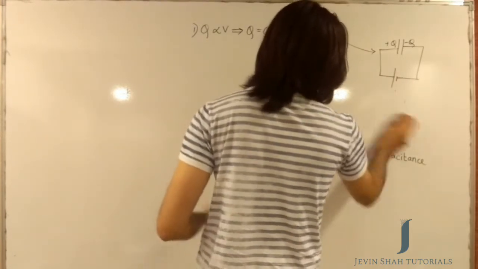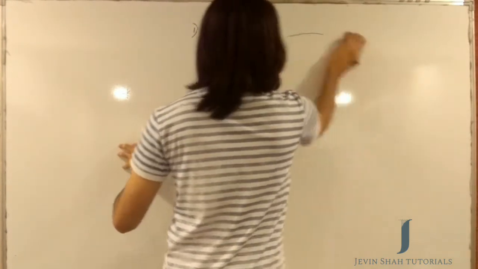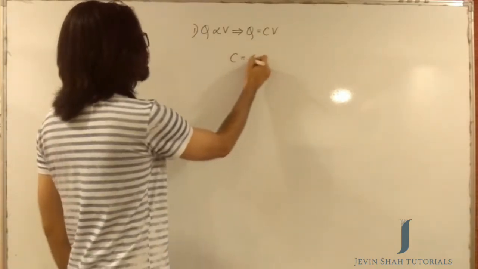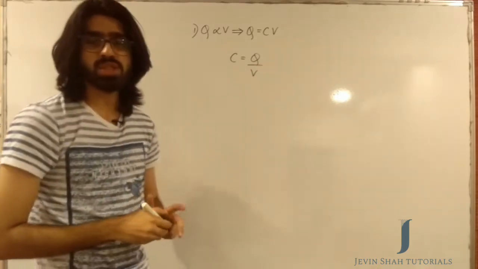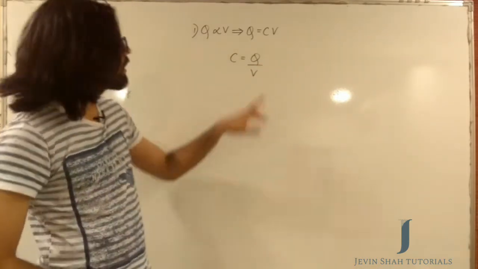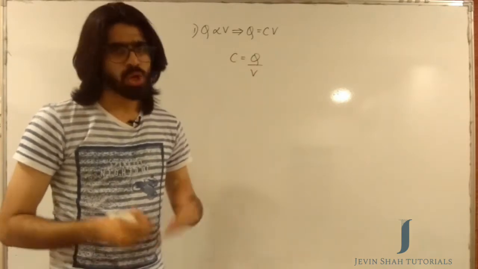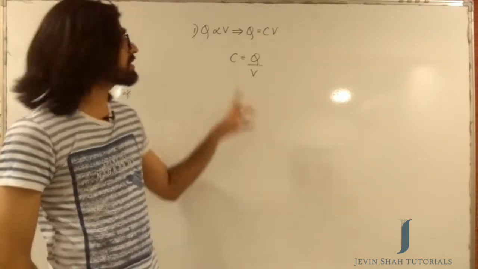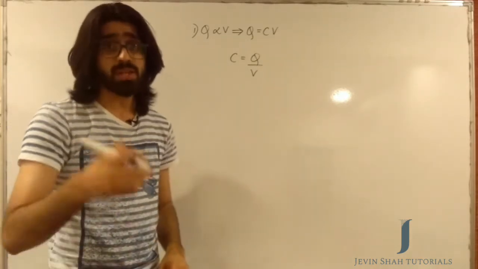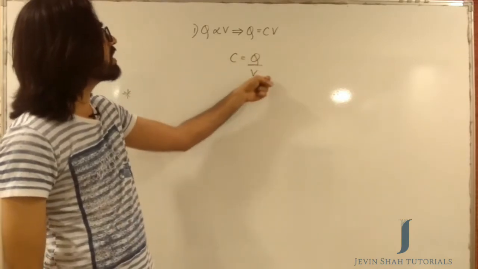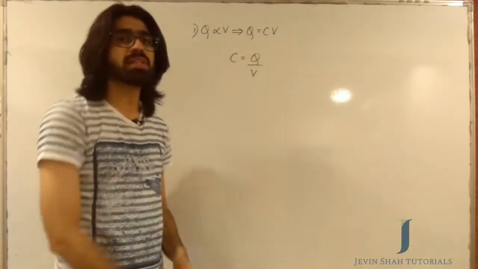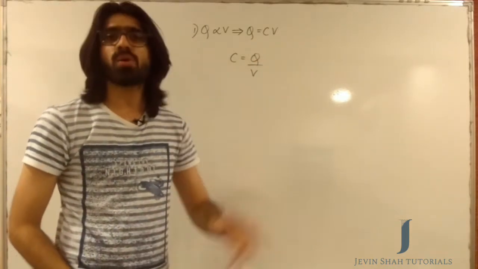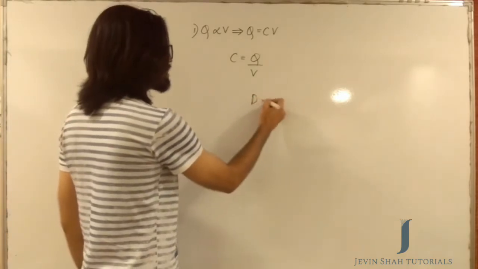Here comes my first question to you. If Q is C into V, you would end up telling me that C will be equal to Q by V. So my question is, does the capacitance depend upon the charge that you have deposited on the plates, or does it depend upon the potential difference that you have generated between the plates? The answer is capacitance does not depend on either of them. But then you ask me that we see Q and V in the formula of capacitance, then how do I say that capacitance does not depend on charge as well as potential difference? Think about density, okay? You know that density is mass upon volume.